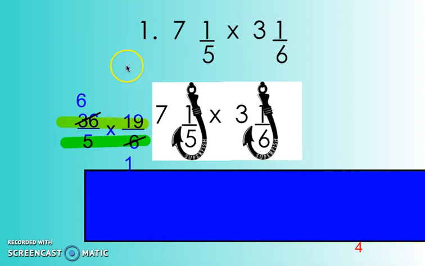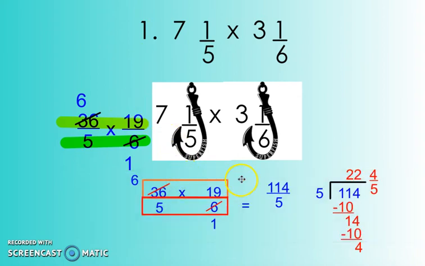So our next step is to remember, what was the next step? When we're multiplying fractions, what do you do? Exactly, we go straight across. So we do 6 times 19, which is 114. And then 5 times 1 is 5. And this is an improper fraction.